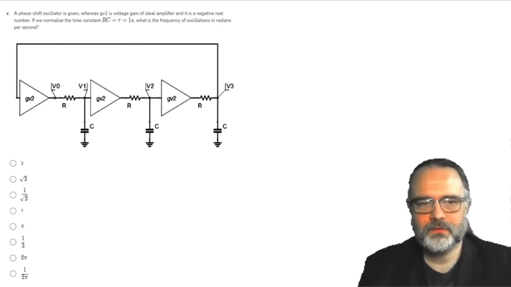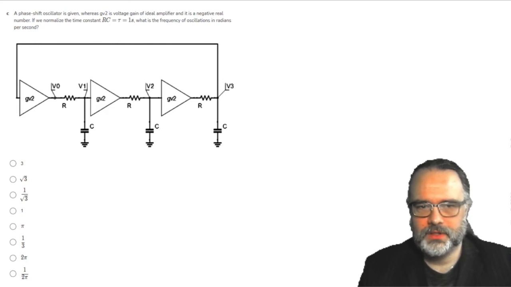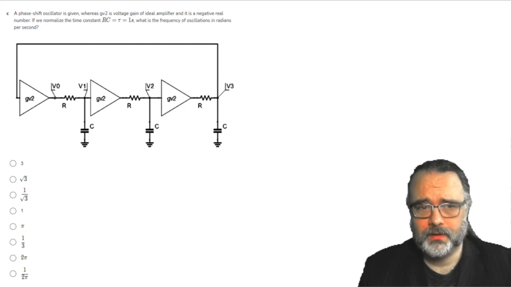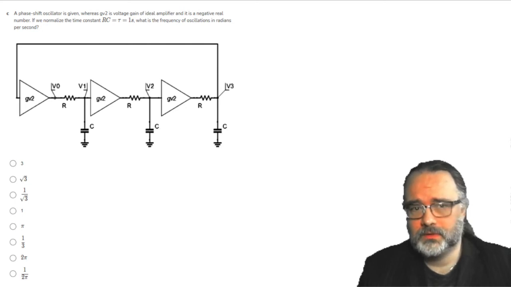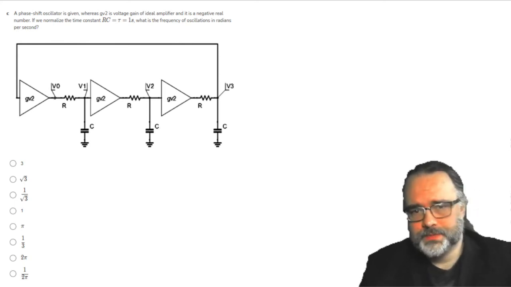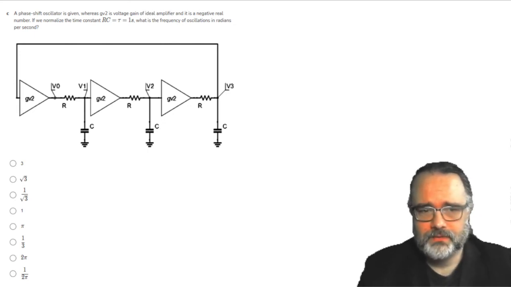A phase shift oscillator is given, where GV2 is the voltage gain of the ideal amplifier and it is a negative real number. If we normalize the time constant RC equal to tau equal to 1 second, what is the frequency of oscillation in radians per second? To approach this problem, let's first see what the conditions are for this circuit to oscillate.